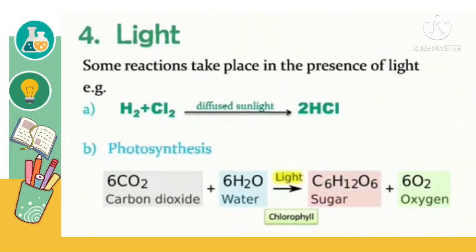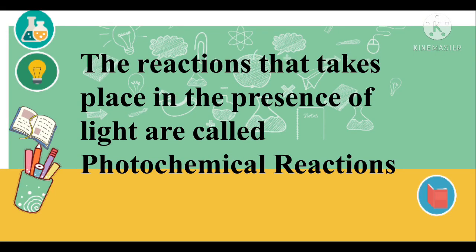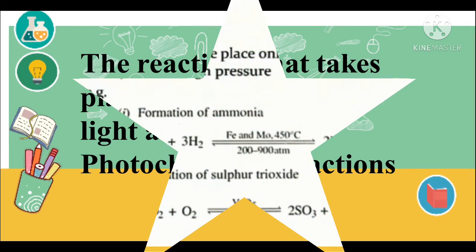Next condition is light. Some reactions take place in the presence of light. For example, hydrogen and chlorine react only in the presence of sunlight, and there is a formation of hydrogen chloride. If this reaction is done in the dark, then it is not possible. The second example is photosynthesis. This process also takes place in the presence of sunlight. The reactions that take place in the presence of light are called photochemical reactions. Here photo indicates light.